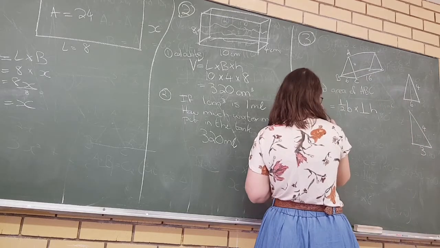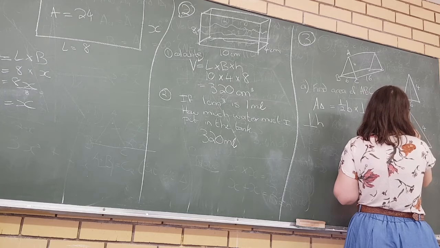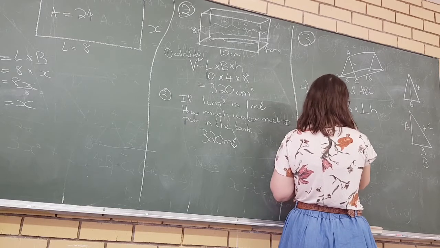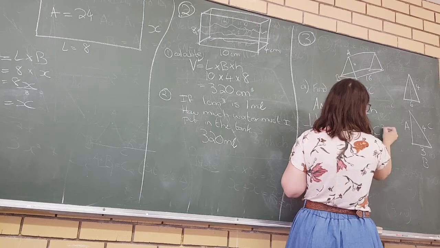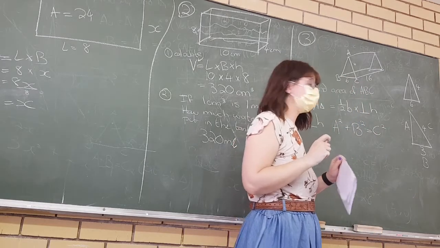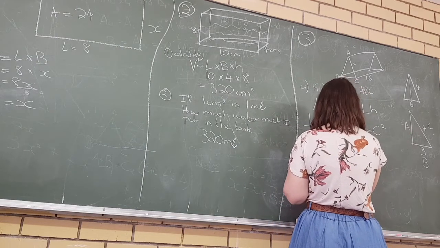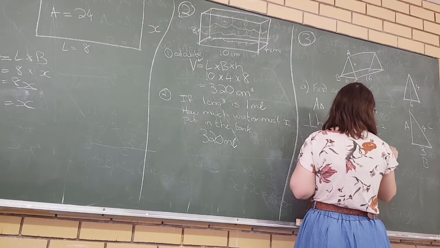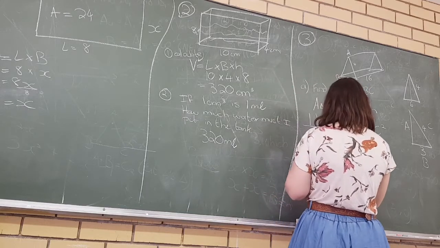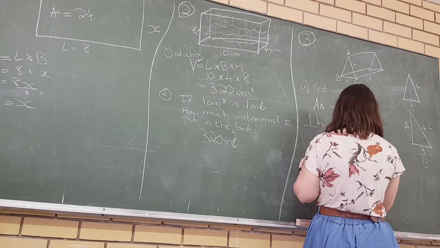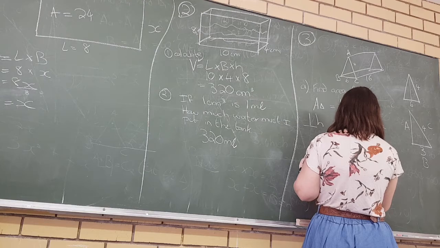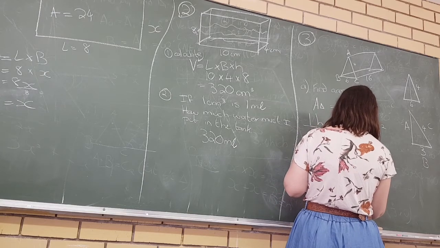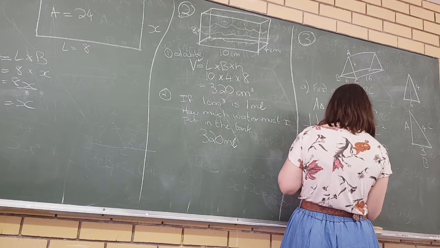So Pythagoras says my perpendicular height, I have A, B, and C. A squared plus B squared equals C squared. That's my theorem of Pythagoras. Now A is what I want. So A squared plus B, which is 3 squared, is equal to 4 squared. So A squared is equal to 4 squared minus 3 squared. A squared is equal to 16 minus 9. So A squared is equal to 7.